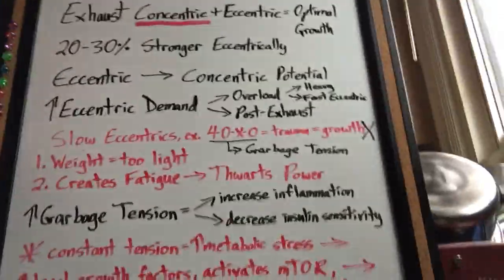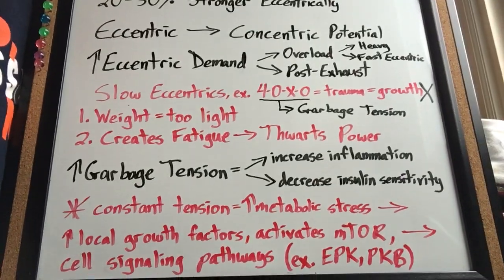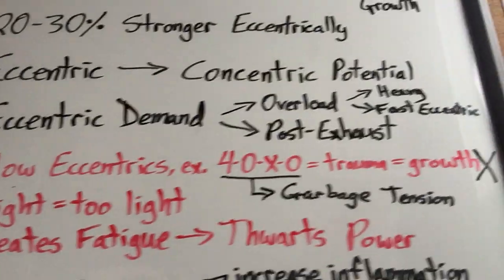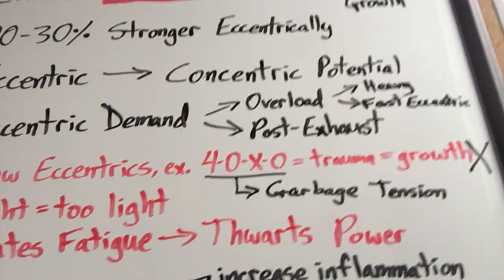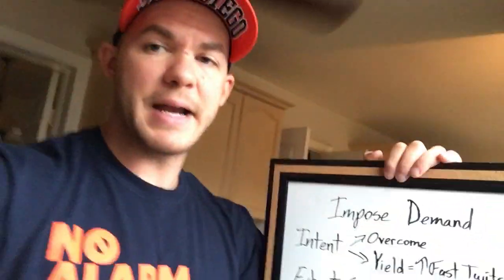Now on the bottom here, I got some notes in red, and the red is indicative that this is not a good idea, and so we'll talk about that. So slow eccentrics for 40x0 tempo are said to create more muscle trauma and muscle tearing, which is going to result in growth, right? X. No, not how it works.